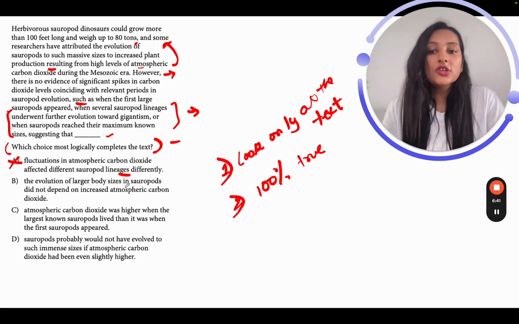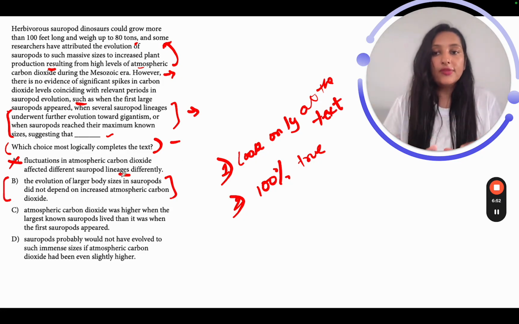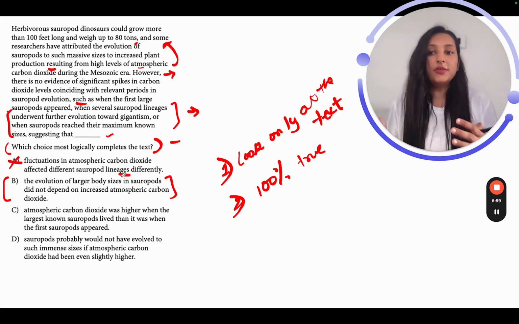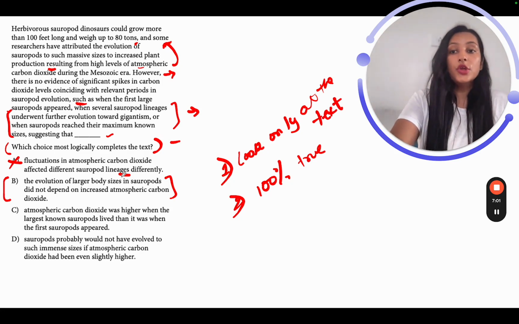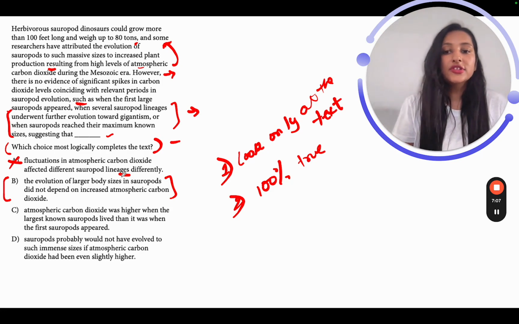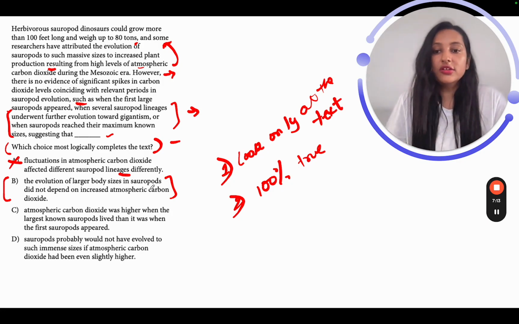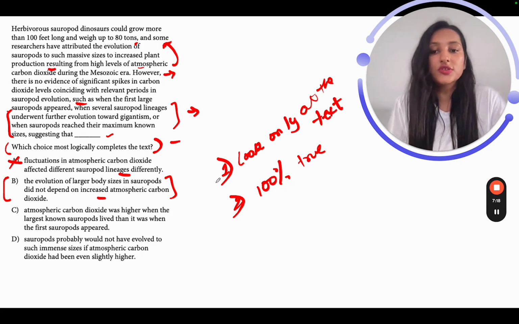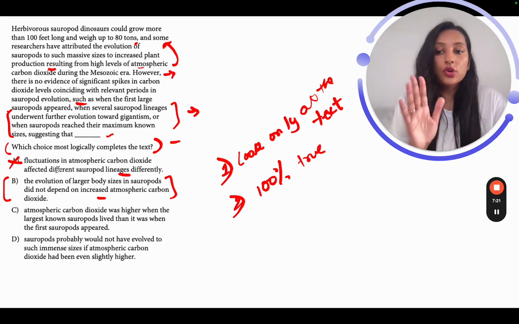The evolution of larger body sizes in S's did not depend on increased atmospheric carbon dioxide. Now this is something that definitely makes sense. So this is something that you can derive out of everything that's been given to you in the text. Also, this is a 100% true kind of statement, right? As per whatever is given to you. So there was no evidence that could tell you that the levels were so high, which means the carbon dioxide levels did not play much of a role in their evolution. So their larger body size in S did not depend on the increased atmospheric carbon dioxide levels. It makes sense. I'm going to hold on to this.